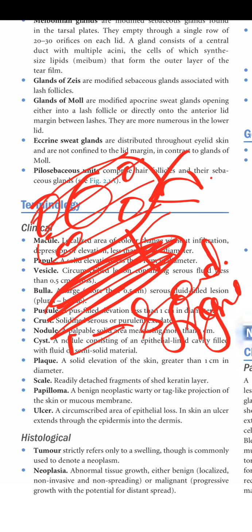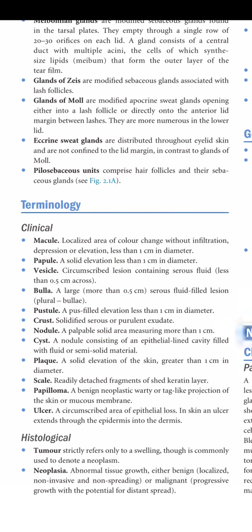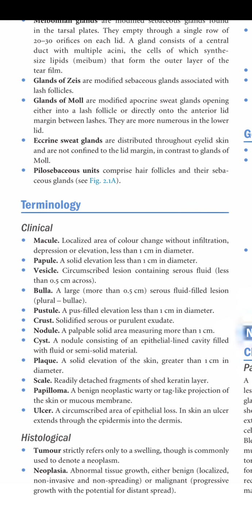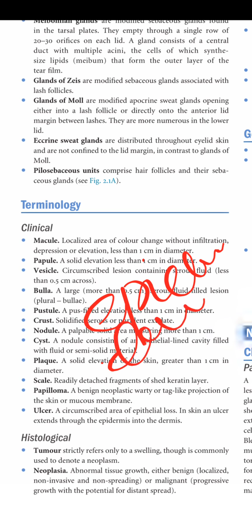Scaly skin. Papilloma is a benign neoplastic warty or tag-like projection of a skin or mucous membrane. So whenever there is a finger-like projection and it is a tumor, it is known as papilloma. Ulcer is a circumscribed area of epithelial loss in skin, and ulcer extends through the epidermis into the dermis. So ulcer is basically an area of tissue loss. Whenever it involves both epidermis and dermis, it is known as ulcer.